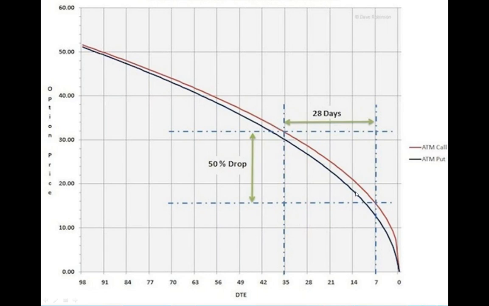And we will usually be able to roll up and away from where the underlying is trading now. So if we originally sold the 100 strike in XYZ and then rolled it out in time, we might be able to roll out in time and up to the 105 strike and collect the same amount of premium that we did the original time.